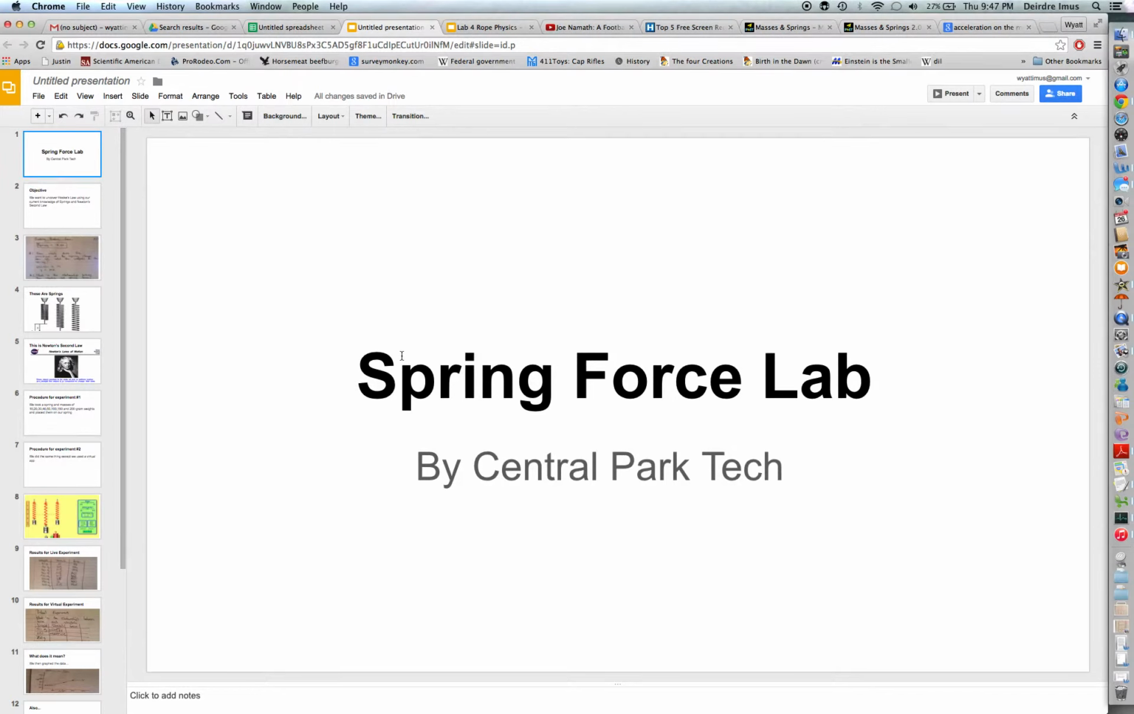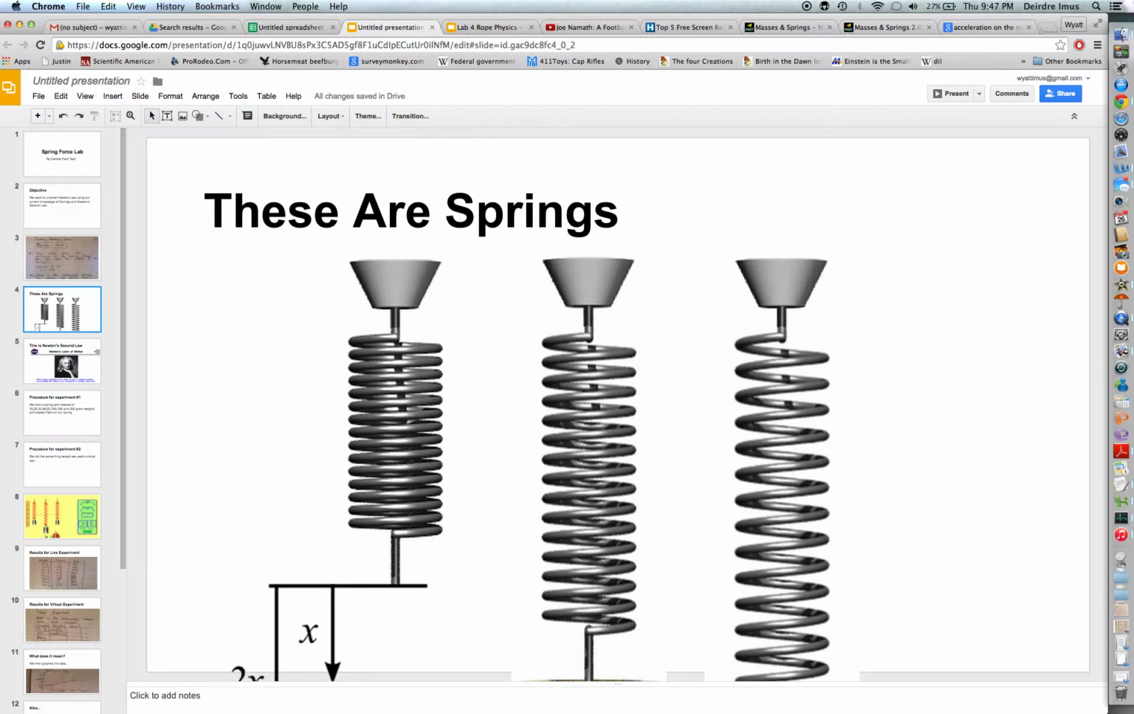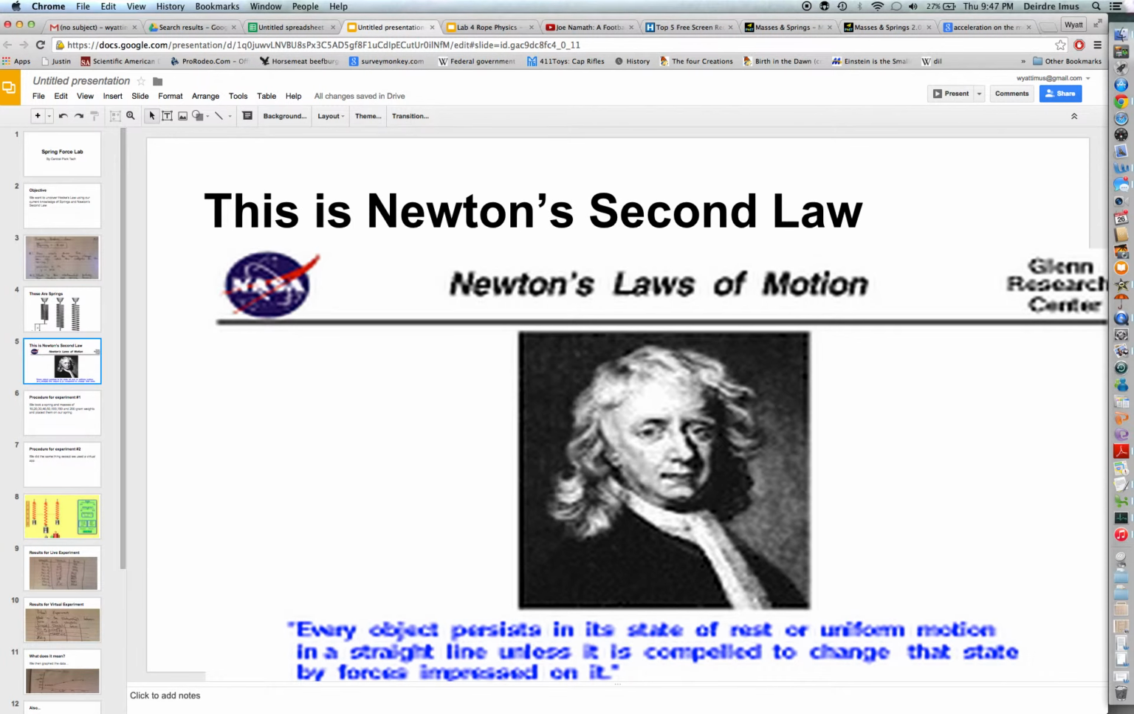Spring Force Lab by Central Park Tech. Our objective was to uncover Hooke's law using our current knowledge of springs and Newton's second law.